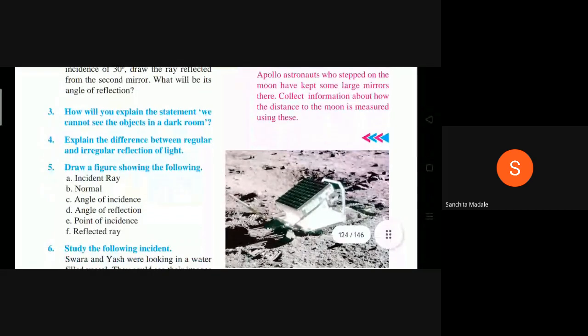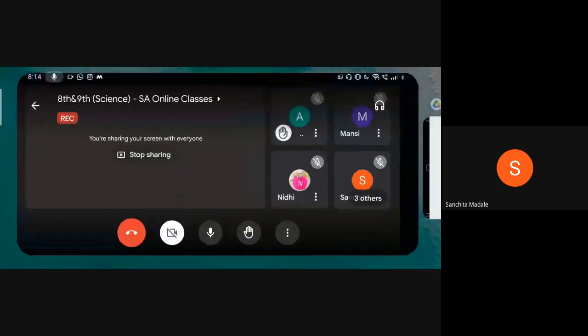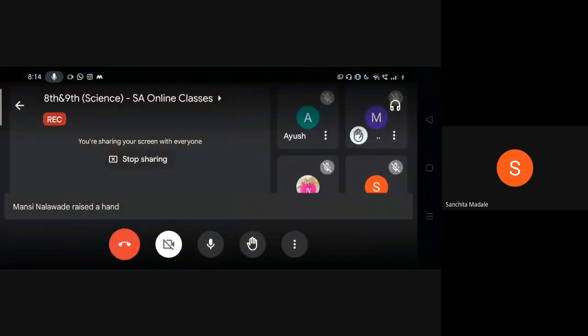How will you explain the statement: we cannot see the object in the dark room? Darkroom madhye aaplyala object disat nahi. How will you explain this, Nidhi?